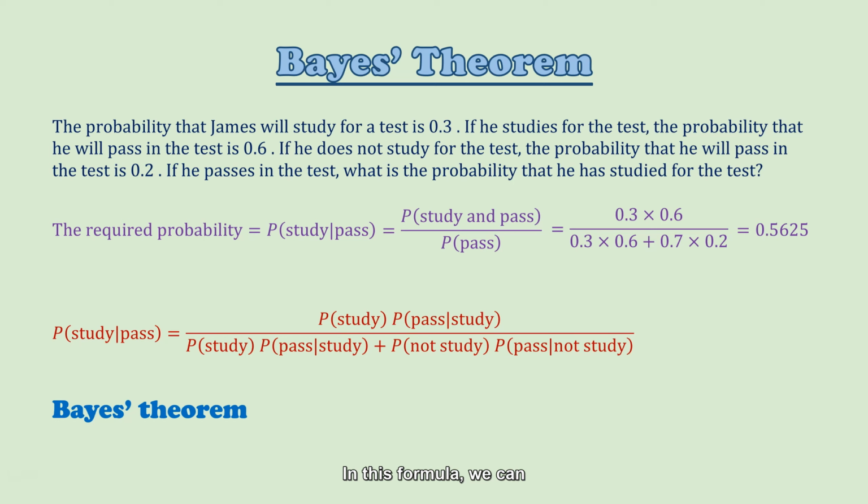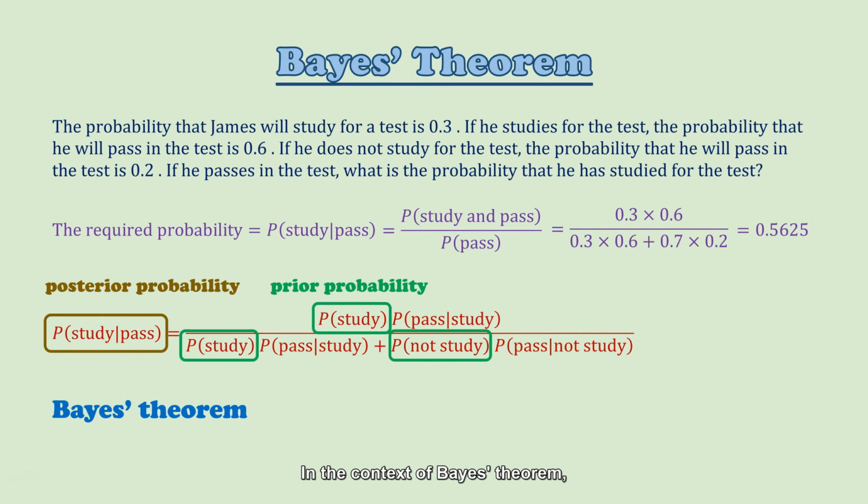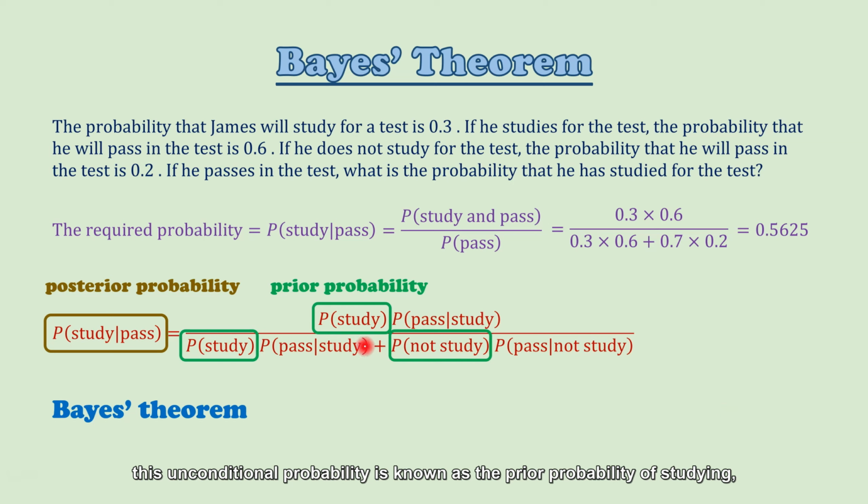In this formula, we can relate the conditional probability of studying to the unconditional probability of studying. In the context of Bayes' theorem, this unconditional probability is known as the prior probability of studying, and this conditional probability is known as the posterior probability of studying.